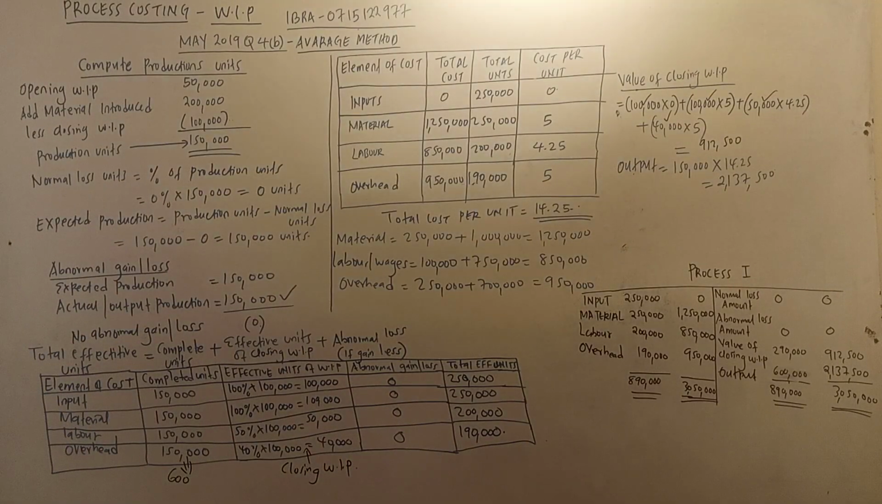So that's the average method. Let us go to FIFO method. For FIFO method, let's go to May 2021, question number 4.